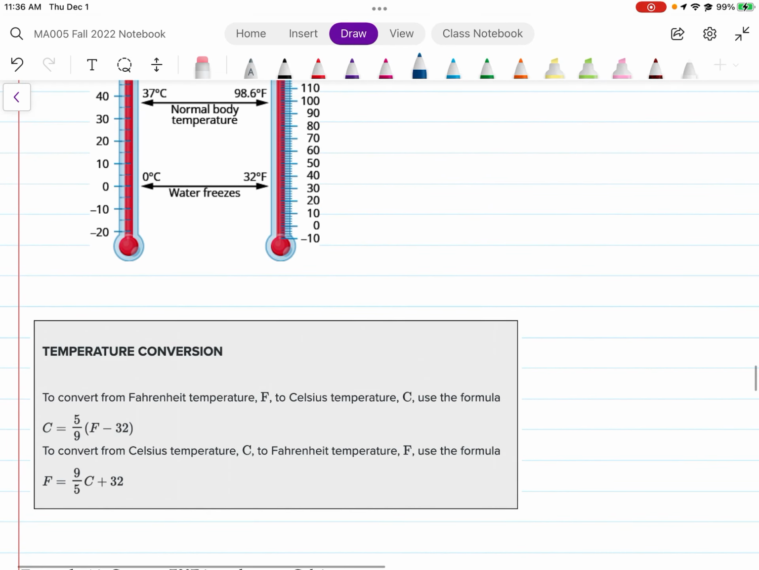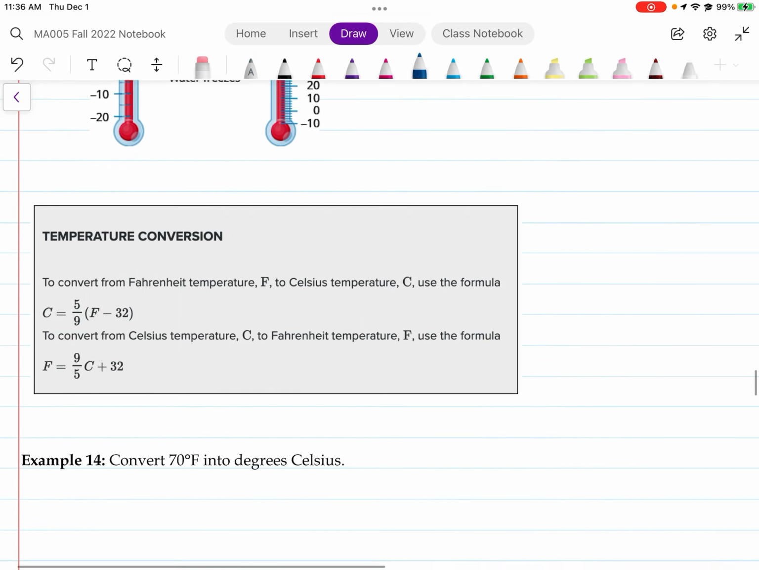The conversions that you need are here. I would have those written down somewhere, and we're going to use them. You can pause the video and write those down.